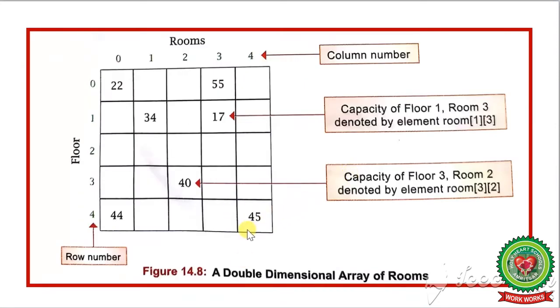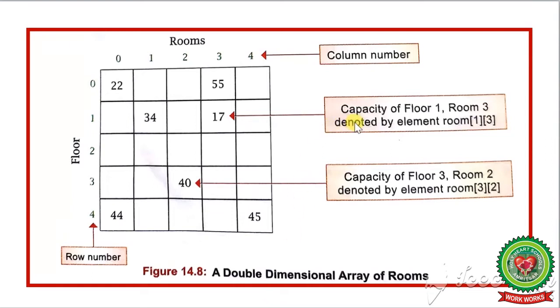Let us consider the room example. Let us assume that there are 5 stories in the school building and each story has 5 rooms. These, 0, 1, 2, 3, 4, are room numbers, and here 0, 1, 2, 3, 4 represent the floor number. We can store the capacity of each room in a distinct location by using a double dimensional array. This is the first dimension, which denotes the floor number, and this is the second dimension, which denotes the room number.